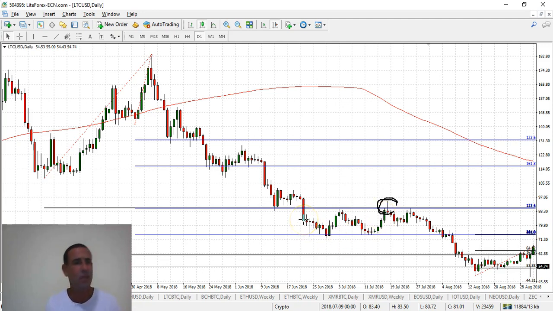But this is just another example of how you can use that cluster not only to gauge a target, but also later on to use it as a protective element. In this case, it was protecting me from entering a bullish position, which was obviously not the right thing to do at that point. All right, so that's the case in the Litecoin.